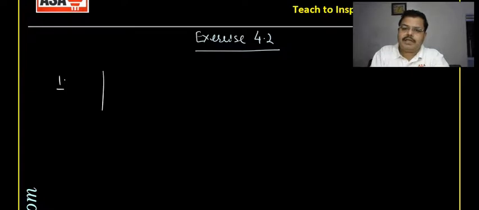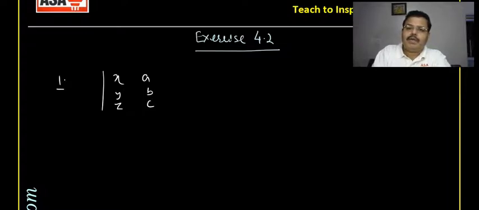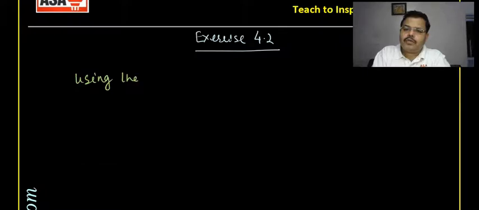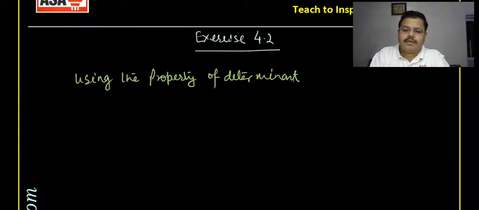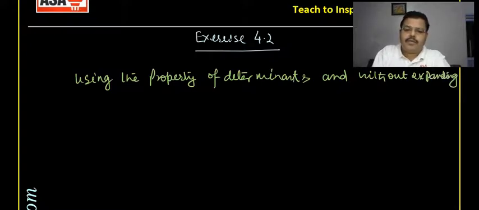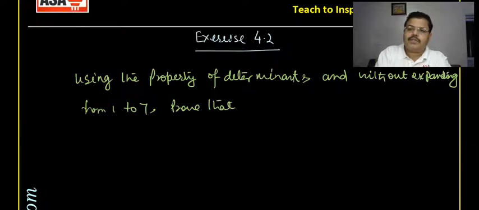Question number 1 is given with a determinant x, y, z, a, b, c. Let me first write the instruction: using the properties of determinants and without expanding, prove that, for questions 1 to 7.